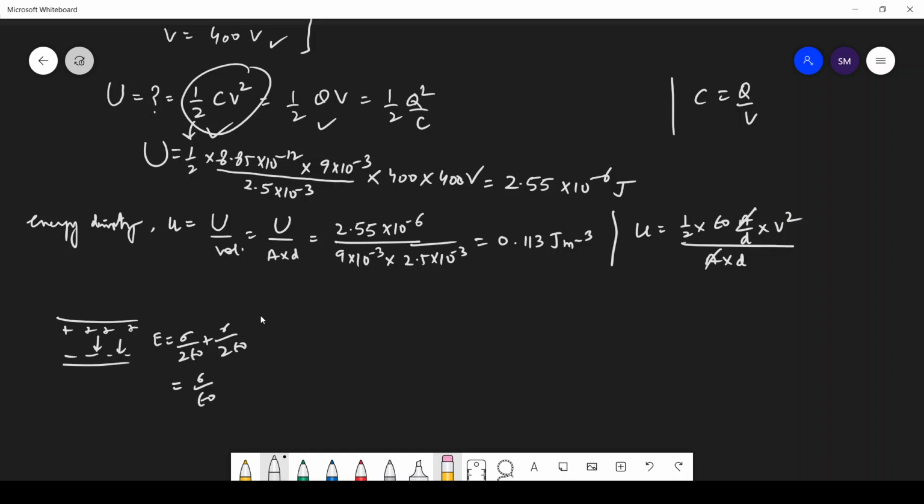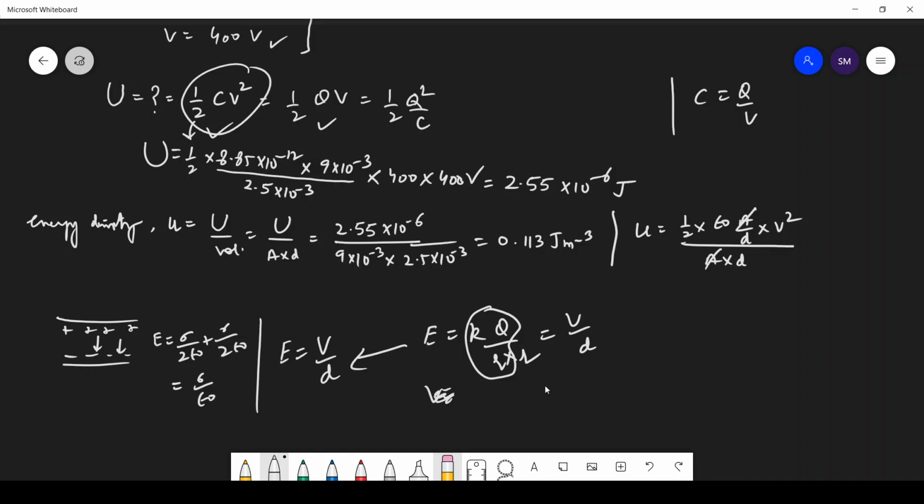And further, the formula that we have in terms of V, electric field is equal to V by D. Remember, E is equal to KQ by R square, and V is equal to KQ by R. So this KQ by R is V, so that is V upon R, or if R is the distance, you can write it as V upon D. So this is the thing.